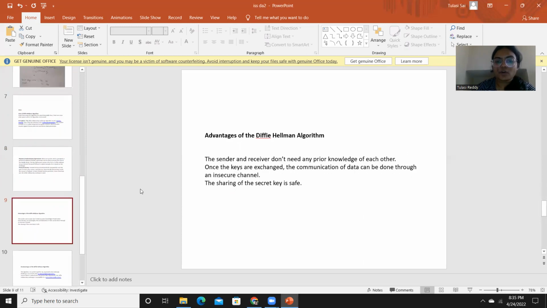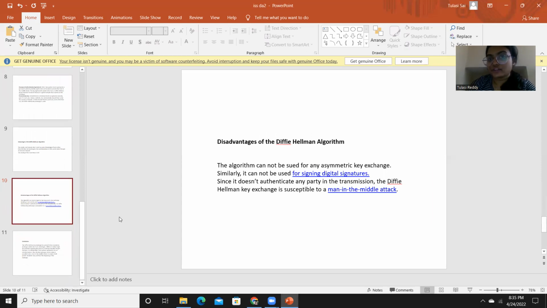So the next one, what are the advantages of the Diffie-Hellman algorithm? The sender and receiver don't need any prior knowledge of each other. Once the keys are exchanged, the communication of data can be done through an insecure channel. The sharing of the secret key is safe.